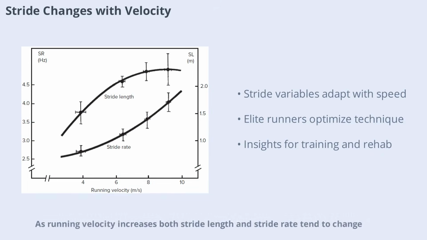As running velocity increases, both stride length and stride rate tend to change. Research shows that elite runners adjust these variables to maximize their speed. By studying these changes, biomechanists can provide insights into optimal running techniques and strategies for different distances and conditions. This knowledge is valuable for athletes aiming to improve their performance and for clinicians working to rehabilitate injuries.